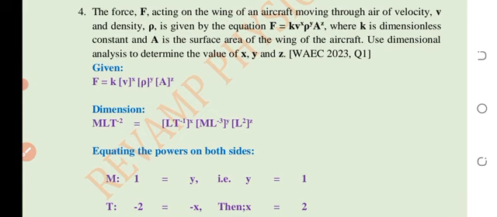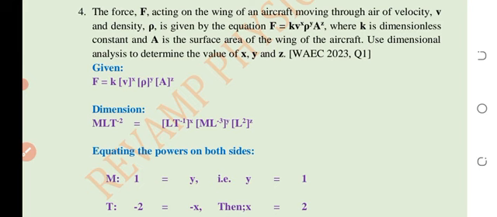The question says, the force F acting on the wing of an aircraft moving through air of velocity v and density rho is given by the equation F equals k v raised to power x, rho raised to power y, and A raised to power z, where k is a dimensionless constant. So k does not have any dimension, so we do not really need to worry about k. And A is the area of the wing of the aircraft, so capital letter A represents the area.